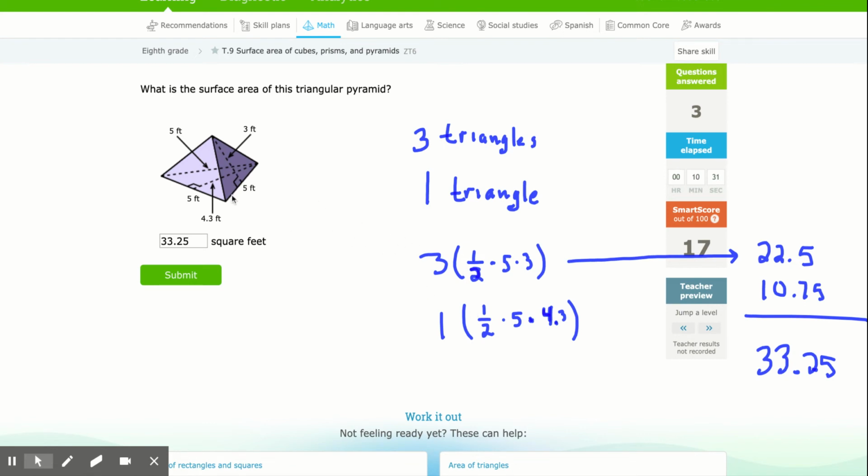If you'll notice, the three side triangles have a base length of 5 and a vertical height of 3. 5 times 3, take 1/2: 1/2 base times height, and I have 3 of those triangles. But the triangular base of the pyramid has a base length of 5, but a perpendicular height of 4.3. So 1/2 times 5 times 4.3, and there's one of those triangles, which is 10.75. The 3 triangles of the sides are 22.5. Add them together, we get 33.25. So don't just assume there's 4 triangles of the same size.